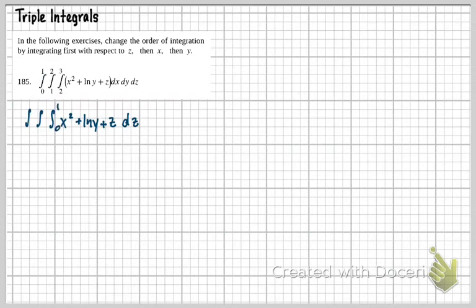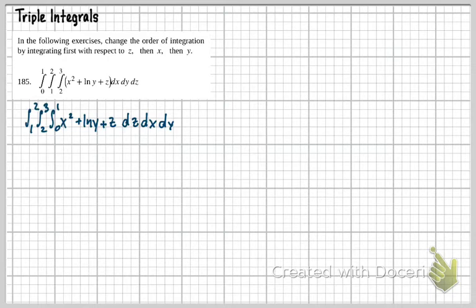So 0 to 1. And then I'm going to have my x next, so my dx, and that means my x is here, which is going to go from 2 to 3. So 2 to 3 for that one. And then I'm going to have my dy last, and my y in the original is going to go from 1 to 2. So we just pick the bounds that correspond to our letters. So this is going to be 1 to 2. Now we're just going to start integrating.